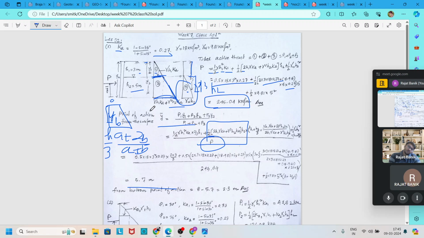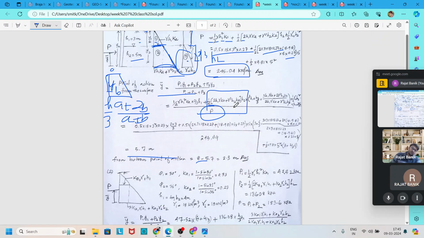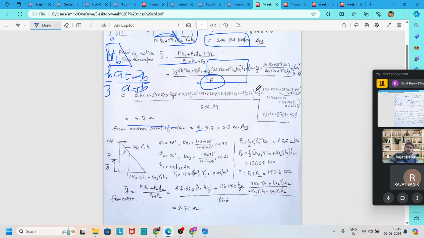So if you find out this point of action from the base, then we would subtract this value from the total height of the wall, that is H minus 5.7, and it becomes 2.3. So our answer for the first question, the total thrust, is 245.04 kilonewton per meter.